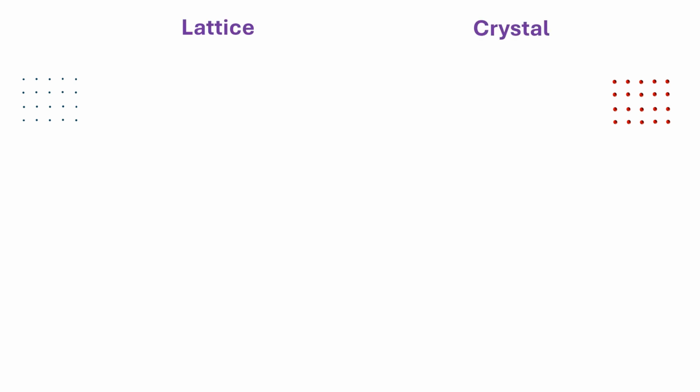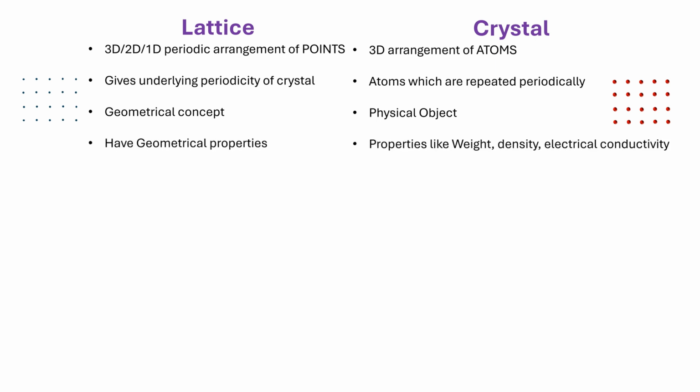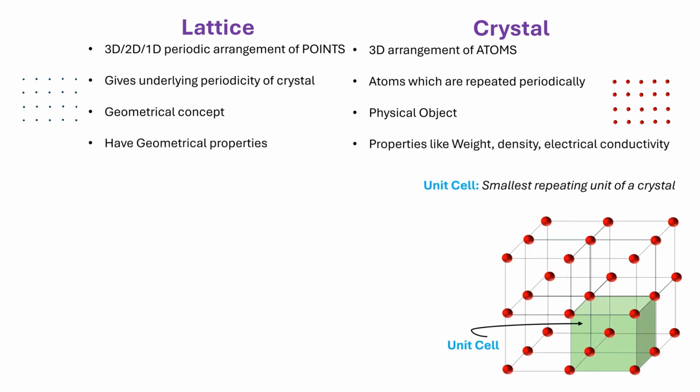To summarize, a lattice refers to the periodic arrangement of points, while a crystal refers to the periodic arrangement of atoms. The lattice represents the underlying periodicity, whereas the crystal gives information about the periodicity of repeated atoms in space. The lattice is a geometric concept having geometric properties, while the crystal is a physical object with properties such as weight, density, and electrical conductivity.